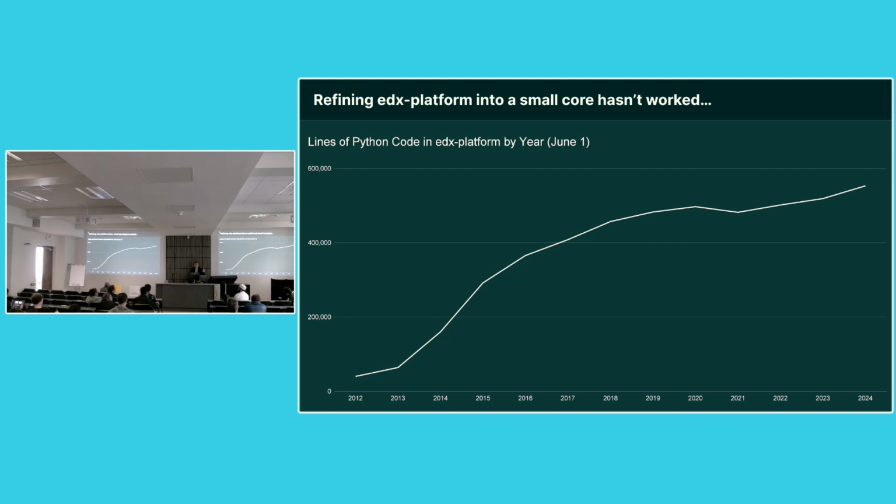This is a line count of Python code in edX platform over time. And you see it's growing way slower than it used to. The DEPR working group has done wonders. People have done their best to move development into other repos, but that line is not going down.